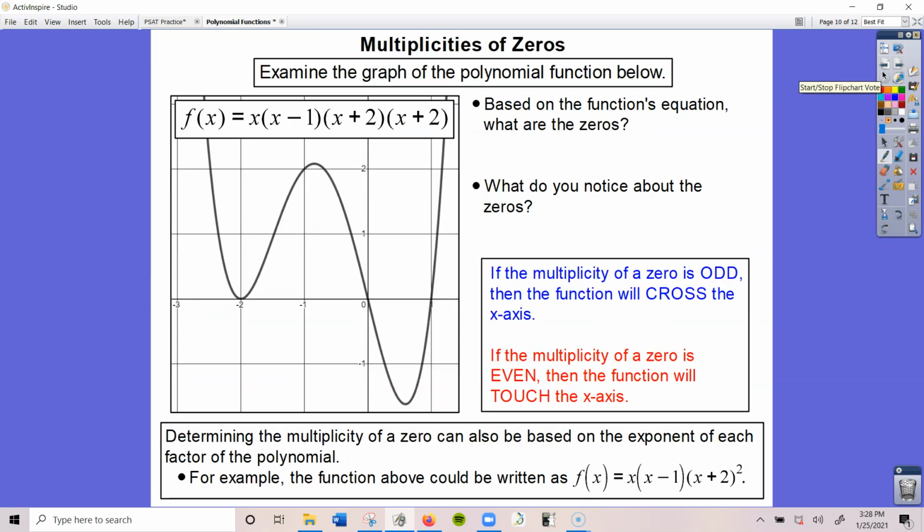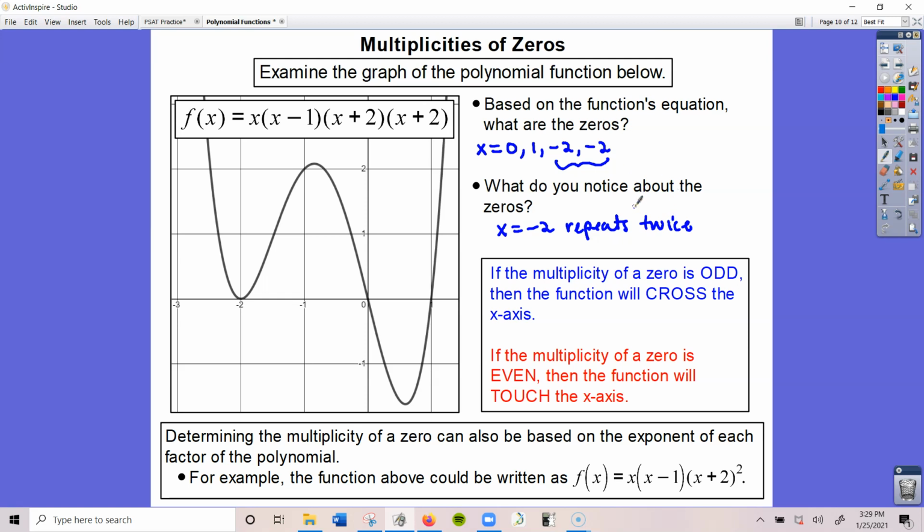Now we're going to look at one other property of these zeros. When you look at this equation, if you were to write out the zeros based on the factors here, you would have that x is equal to 0, 1, negative 2, and negative 2 if you set each individual factor here equal to 0. What's different about this example is that x is equal to negative 2 repeats. And it repeats exactly 2 times, so twice.